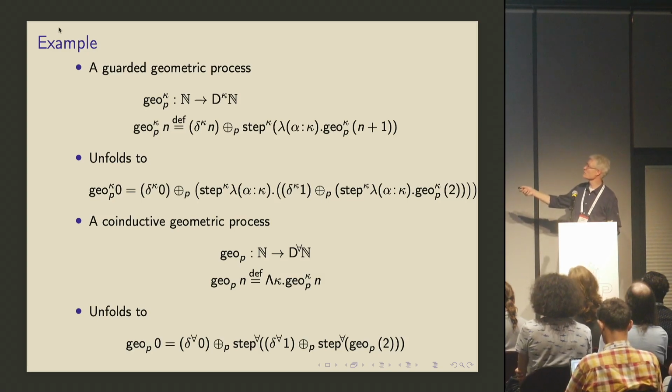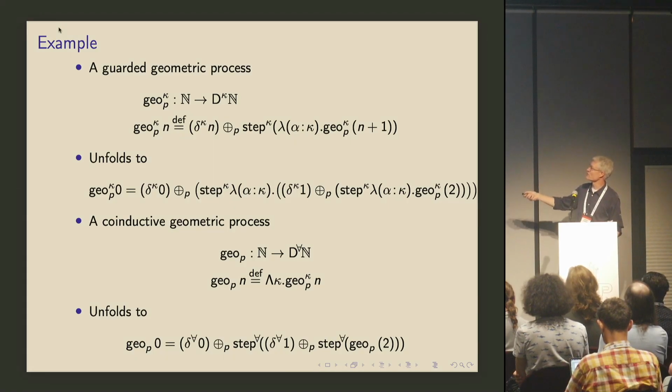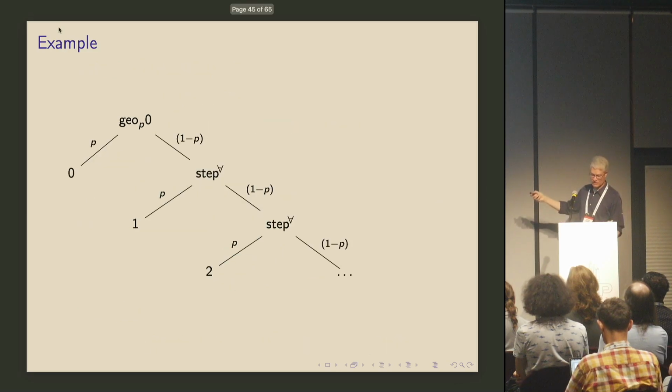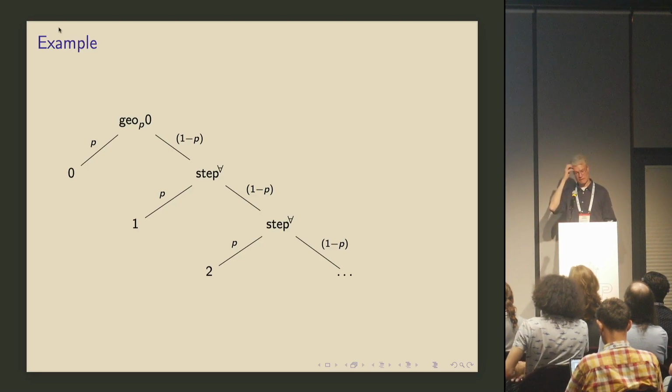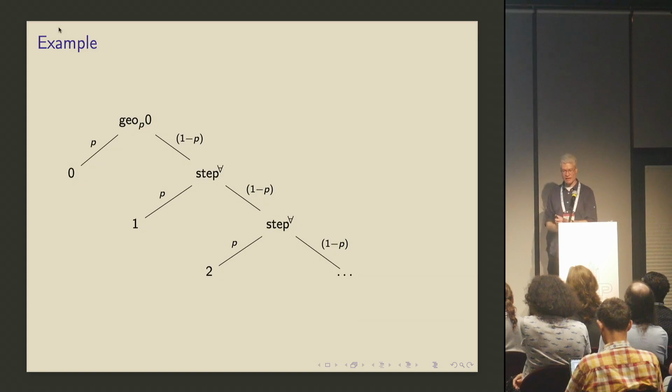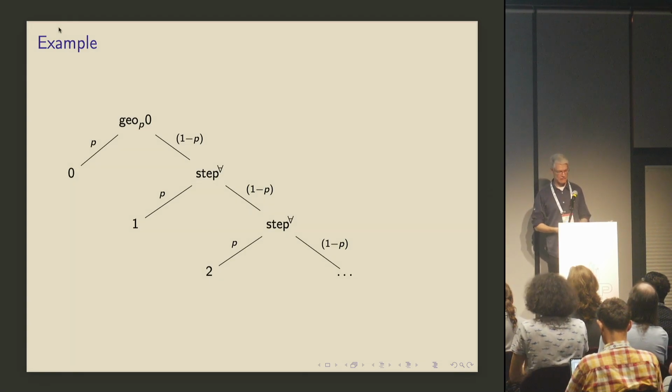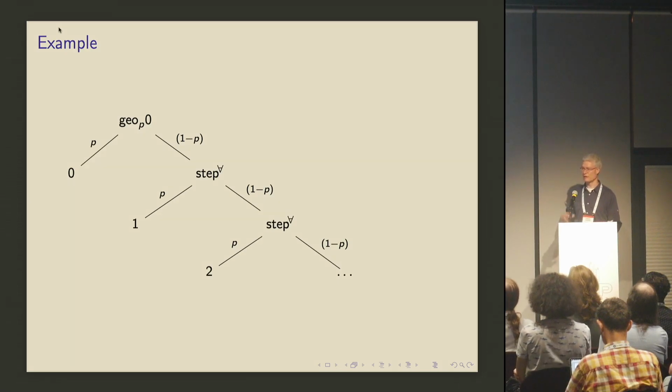Okay, and I can close this by quantifying over clocks, and I get something in the co-inductive one. And if I unfold the equations, I get this here. But let's look at a graphical presentation of a geometric process. It says with probability p, I return 0, probability 1 minus p, I do a step, and then at that point, with probability p, I return 1, probability 1 minus p, I move down here, and so on. Okay, so this is an example of an element in this monad that I've defined, combining probabilistic choice and recursion.